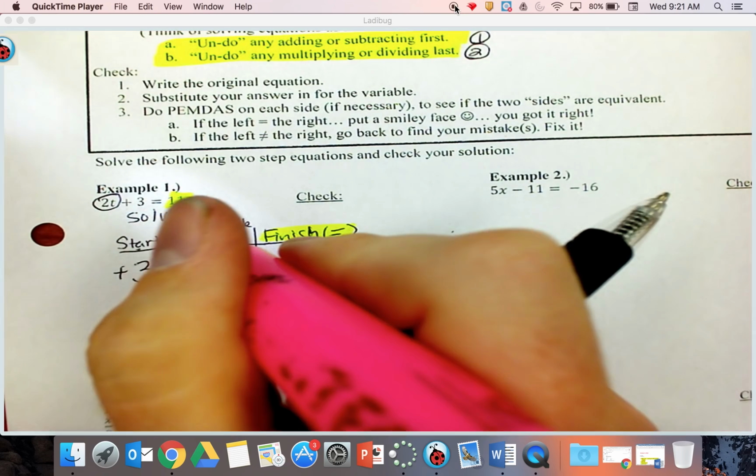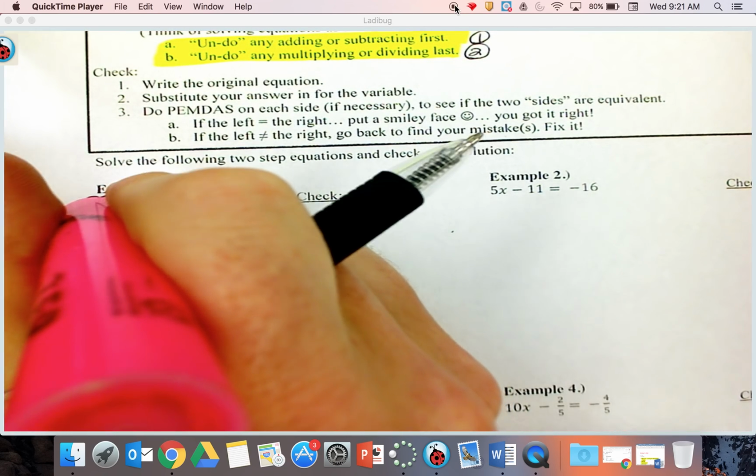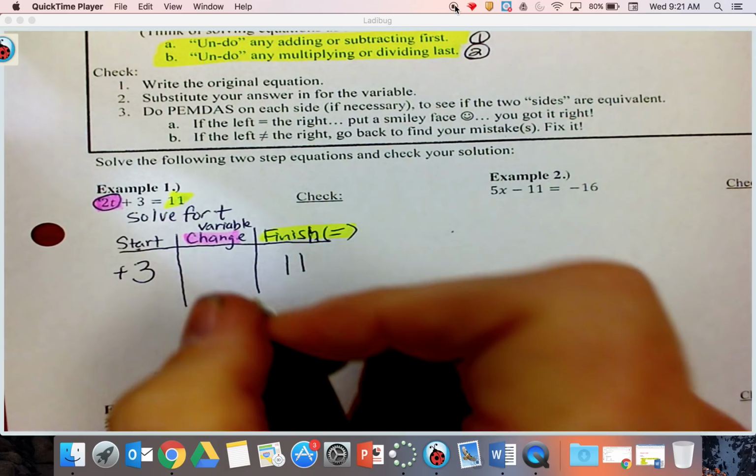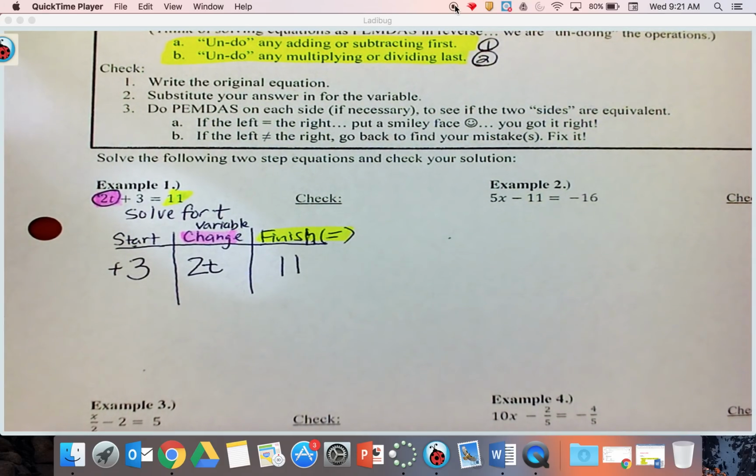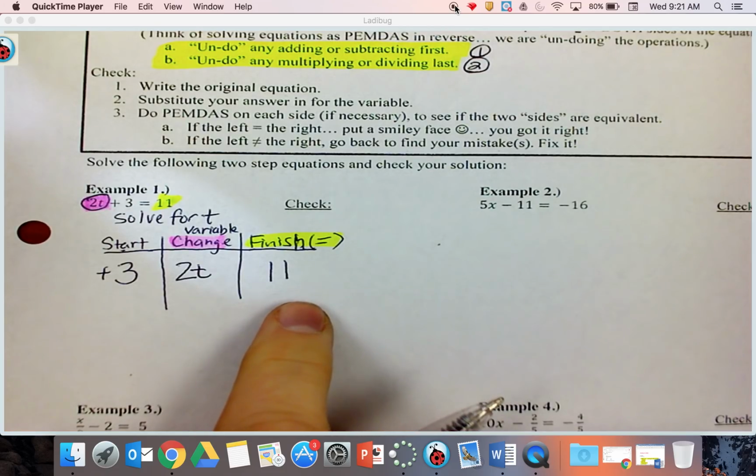I'm going to highlight that here, using pink so you can see that. That whole thing, 2 times t, is your change. Now I have my organizer set up and I can go about solving.